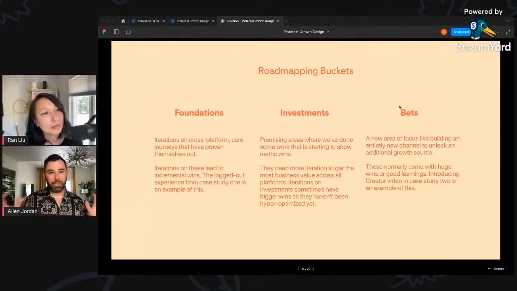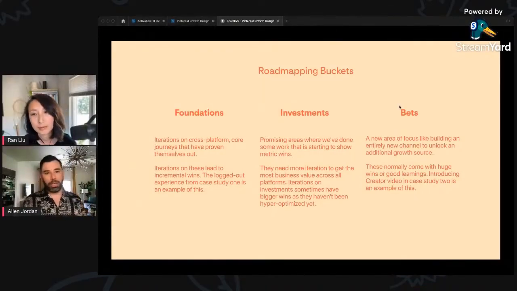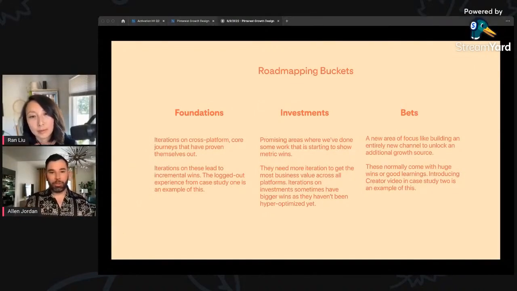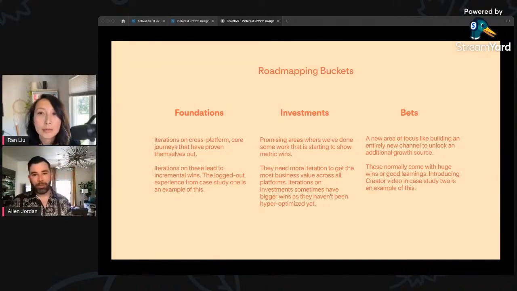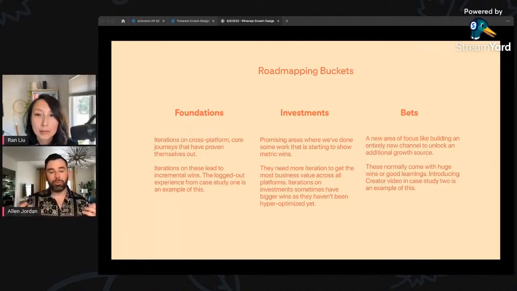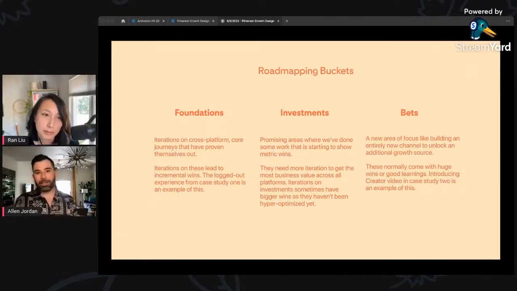We have these three buckets: foundational work, investments, and big bets. Foundational work, you're doing small optimizations that lead to small wins. Investments, something where you need to iterate on a little bit or flesh it out across all platforms. And then it becomes a foundational item. And then the last one is so important for growth teams, and it's to take on big bets.